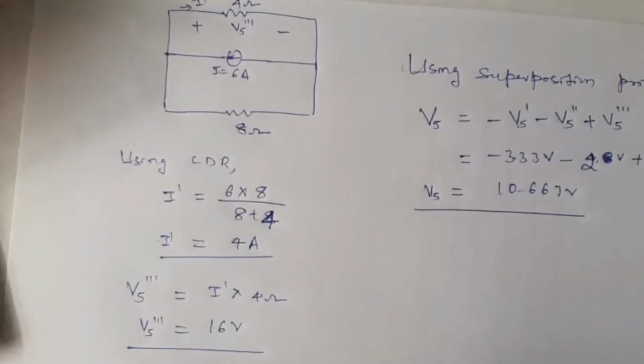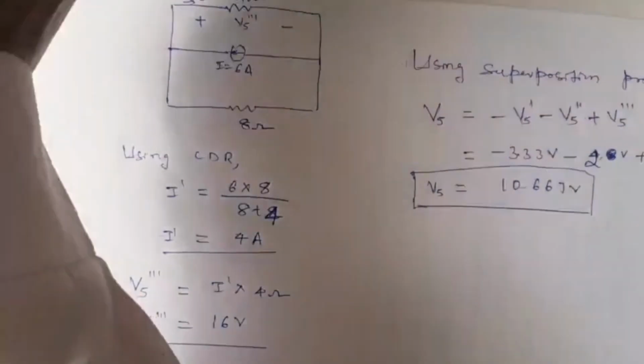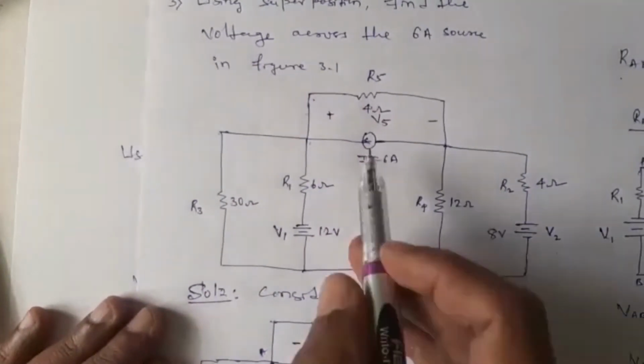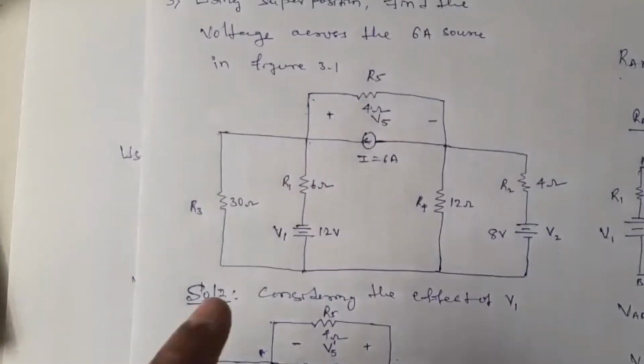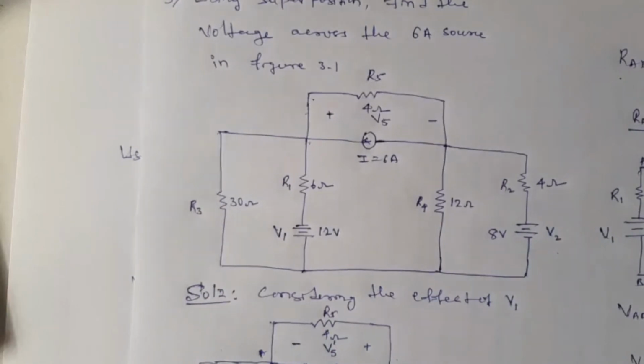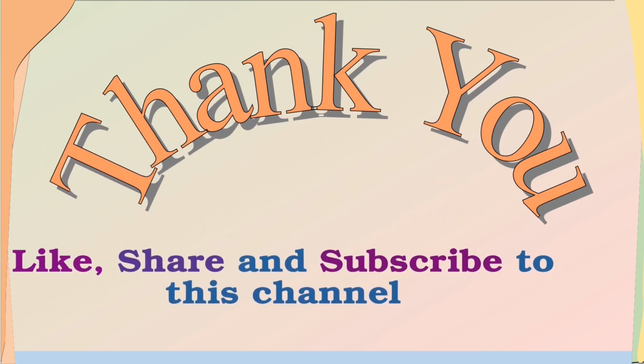So hope this is clear to all of you. This was the given network, and we were supposed to find V5. Considering one source at a time, we found, because there were 3 sources, V5 dash, V5 double dash, V5 triple dash. And by adding all those, we obtained V5. Hope this is clear to all of you. Thank you. Thank you for watching.